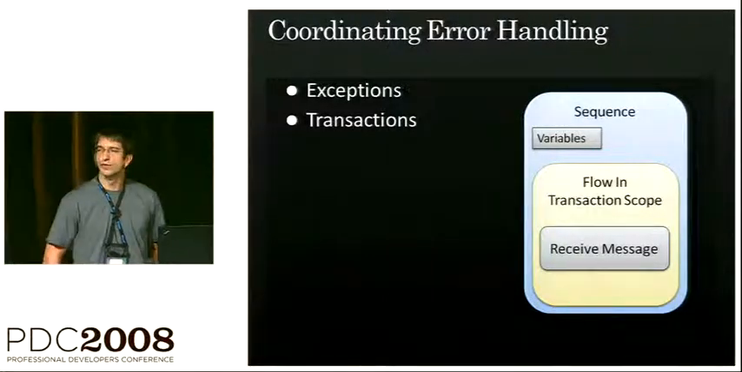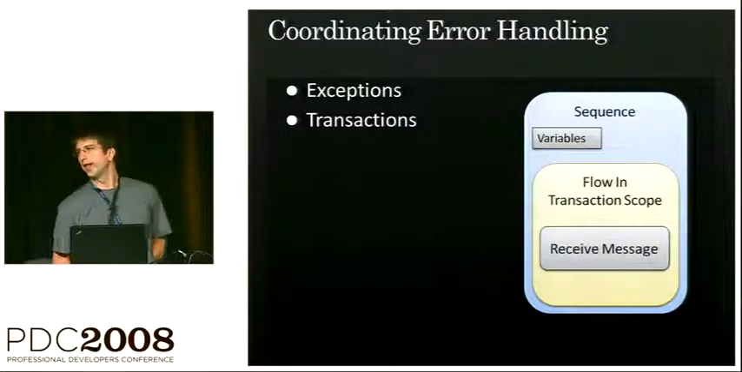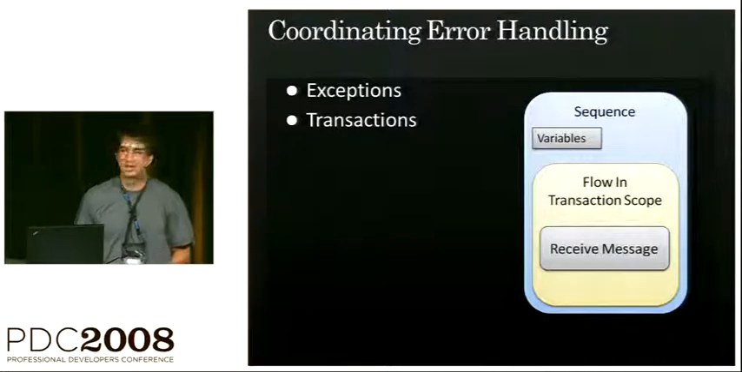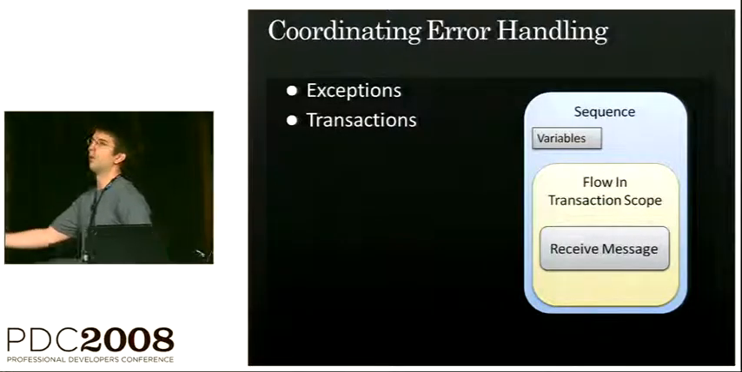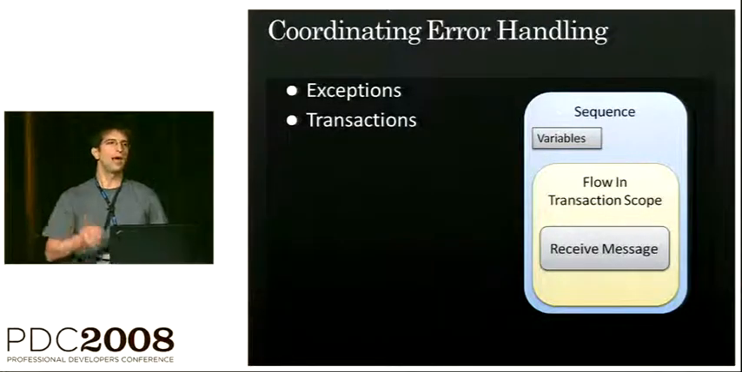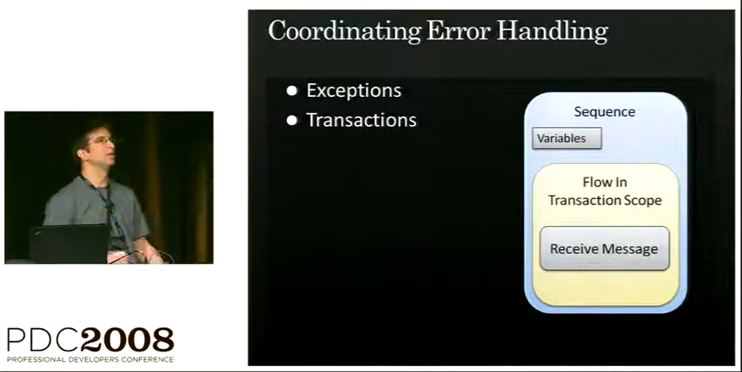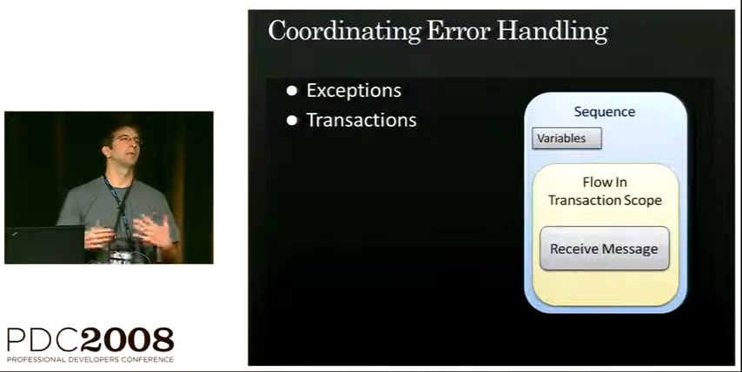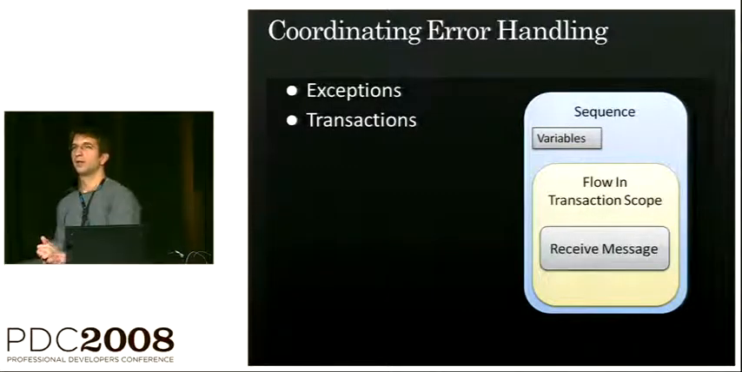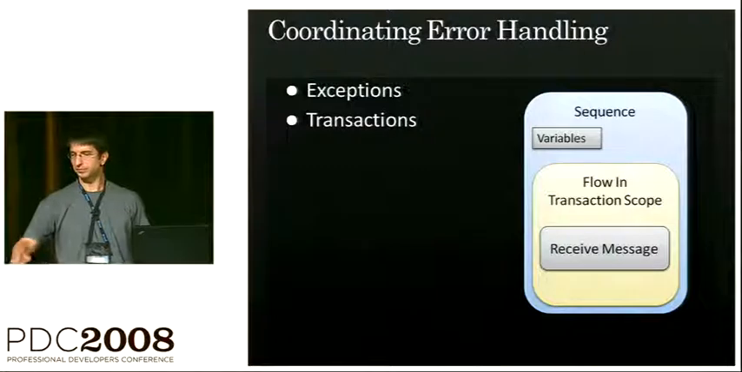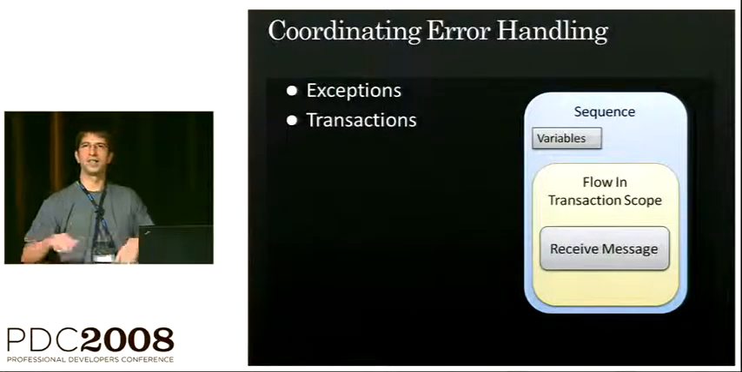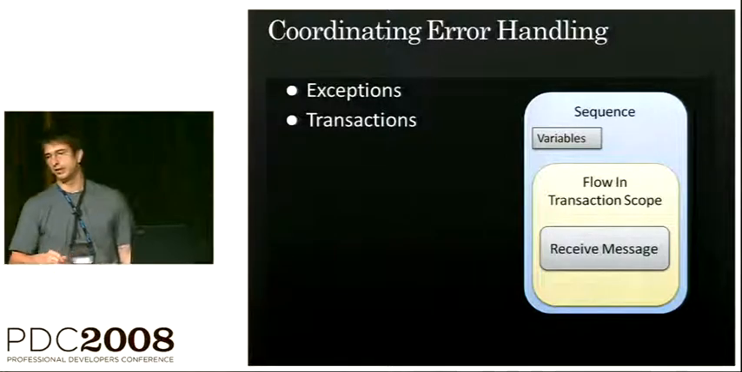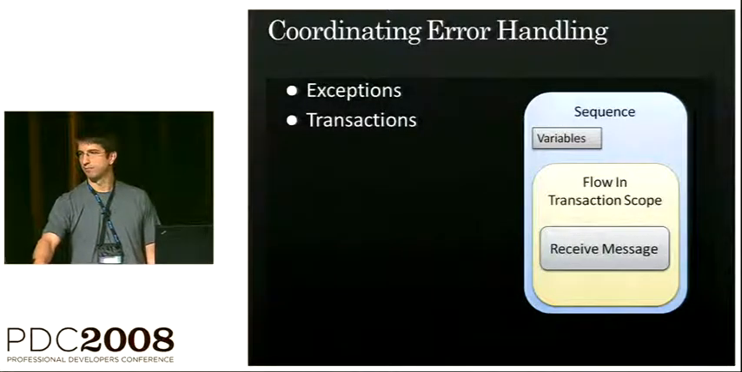In this example, I've got this flow-in transaction scope activity that has a receive message in it. The way that this activity can be configured, we can configure it to abort the workflow when that transaction is rolled back, which is pretty cool because what that means is the state of the workflow is going to be returned to the place that it was before the transaction started. You're not going to find this activity in the bits that you have today, but it will be there in the RTM time frame.